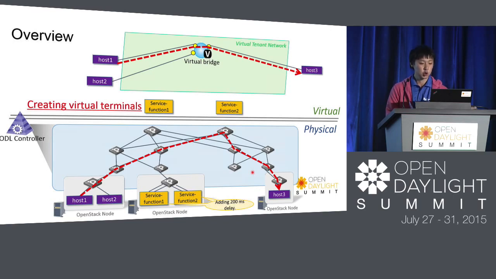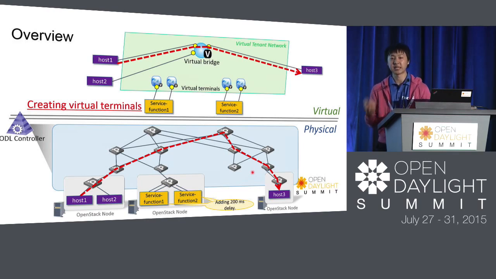In the demonstration, to insert service functions, first I need to create virtual terminals for service functions like this. It means registering service functions with VTN manager. In this scenario, I don't want packets to be forwarded to these service functions unless I explicitly configure service function chaining, so these virtual terminals are not connected with the virtual bridge. At this time, the packets from this host do not reach the service function. But we have virtual terminals, which means we are ready to insert service functions dynamically into this traffic.